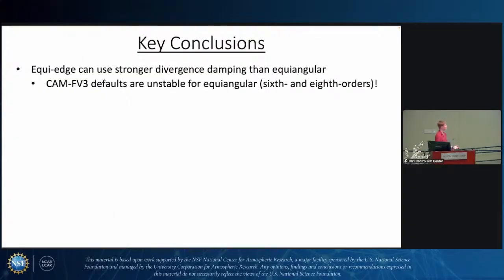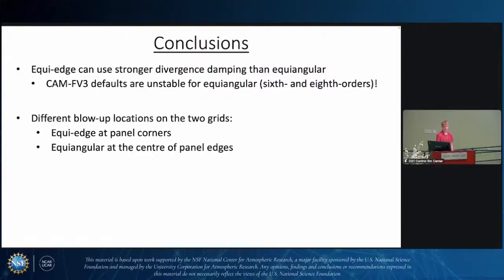Okay, just to summarize, I looked at divergence and vorticity damping on the cube sphere, derived some coefficients, upper bounds to the coefficient, and found that on the equi-edge grid, which is the default in CAM FE3, you can use stronger divergence damping than equiangular. And remember, the CAM FE3 defaults are unstable for equiangular if you're wanting to play around with that.